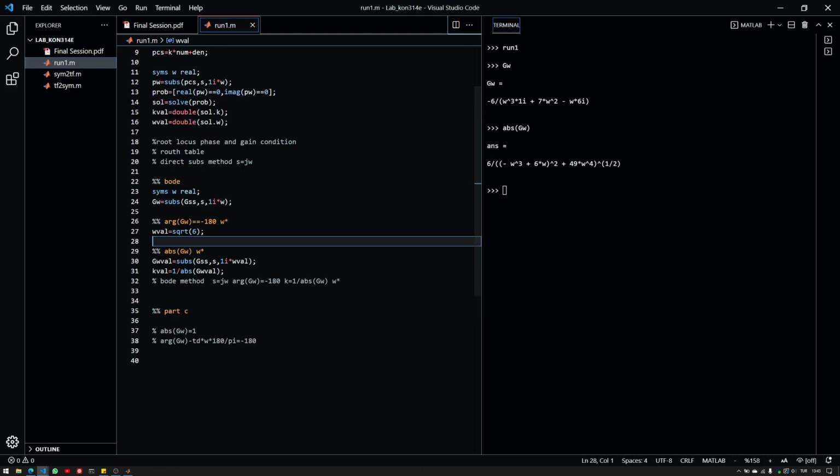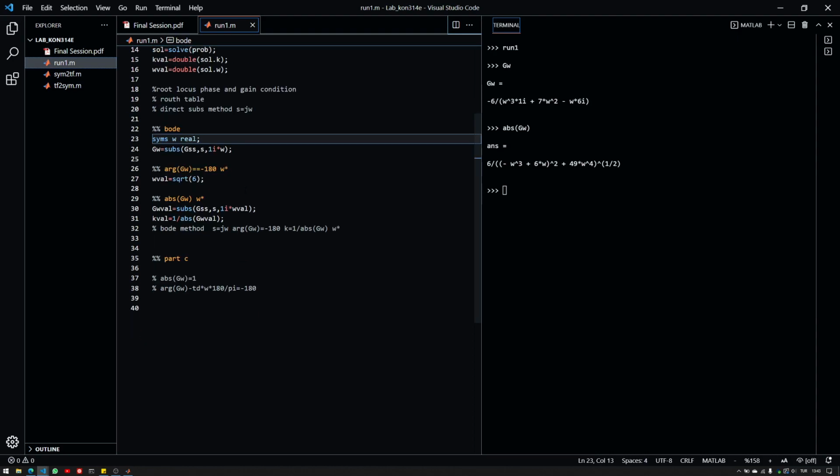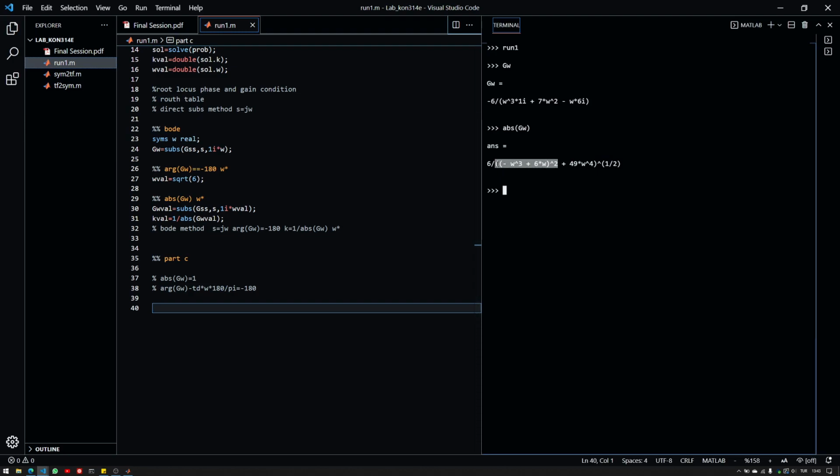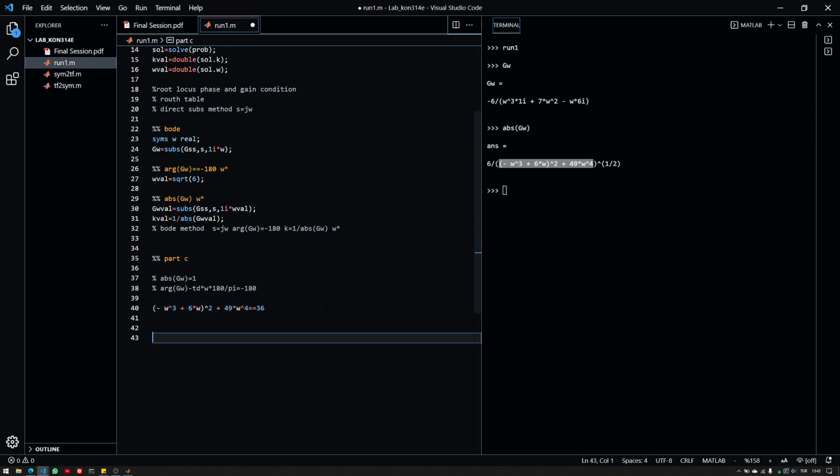So can we... I guess we have to work our way out. Now this whole thing here, I guess this one here, should be equal to 36, because 6 divided by something square rooted. So we can see the square root here, and then we have this one here.